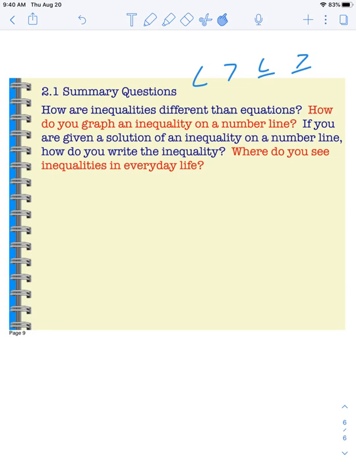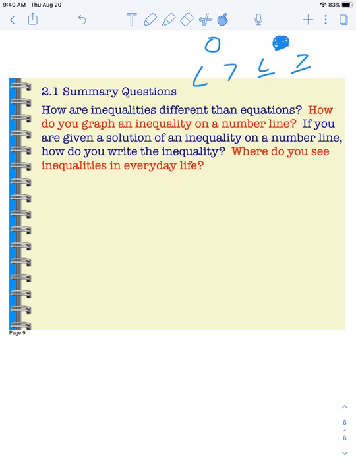All right, and how do you graph an inequality on a number line? Well, you use an open circle for less than and greater than, and you use a closed circle when it's or equal to. And if it's greater than, it points to the greater numbers. If it's less than, it points to the lesser numbers. All right, if you're given a solution of an inequality on a number line, how do you write the inequality? Well, notice the number, notice if the circle is open or closed, and notice which way the arrow goes.